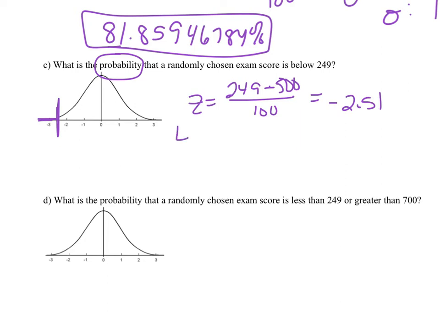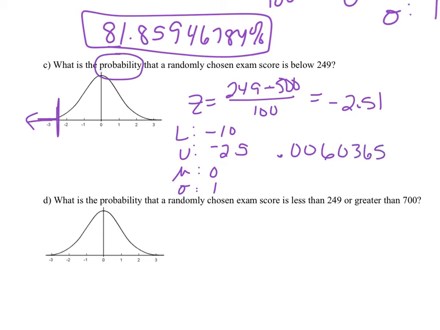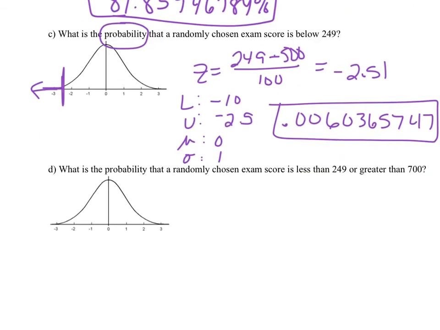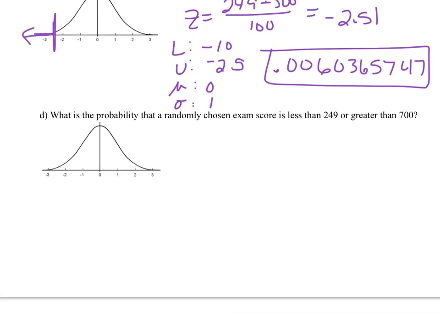So we have to state the lower bound. We're going to negative infinity here, so that would be -10. The upper bound would be -2.51. Then this guy is 0 and this guy is 1. Plug it in, and we wind up getting 0.006, I believe, unless I wrote it down wrong. So when it's a probability, we leave it as a decimal. Probability can be represented as a percent also, but they just have to ask you. When I just ask you probability, you put it like that.